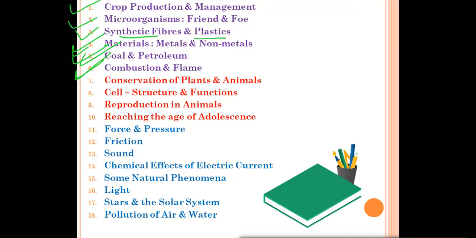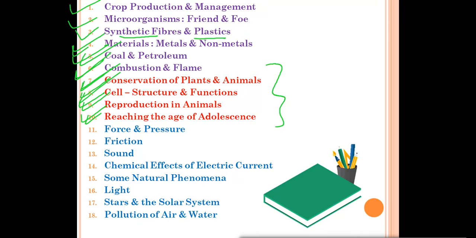Seventh lesson, these chapters are from your biology part. Conservation of plants and animals. Next is cell, structure and function, reproduction in animals. These all chapters are important because these chapters again you are going to read in your 9th and 10th standard. Reproduction is also there. Then the cell chapter is there in 9th standard. The conservation of plants and animals chapter is easy. We can carry on with the chapter.